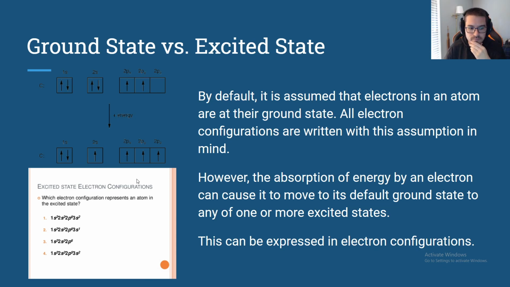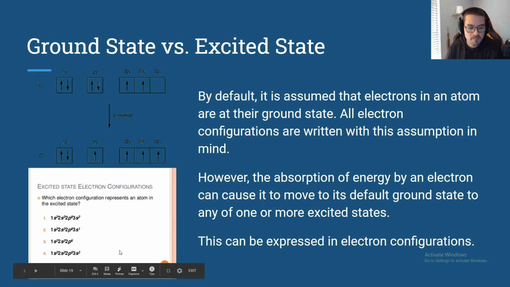Let's take just a minute to look at this question. It says, which electron configuration represents an atom in the excited state? So take a look at this. See if you can look at those different electron configurations and spot which one might be the excited state. The correct answer here is number 4.